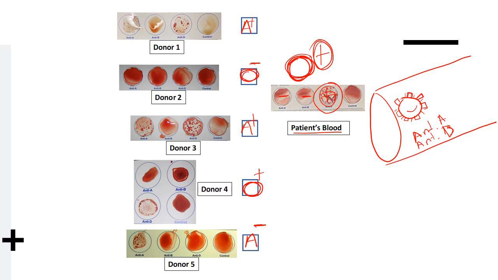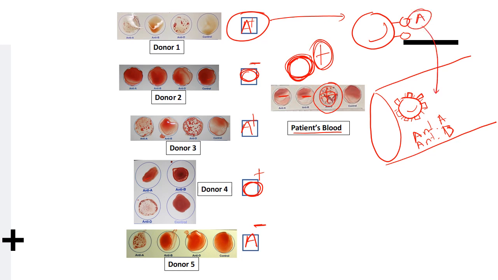Now let's look at here. So donor number 1, they have red blood cells that have A antigens. Just by that, we know that we cannot donate here. We cannot donate this type of blood to this person because the person has antibodies against those antigens. So the first donor cannot donate.